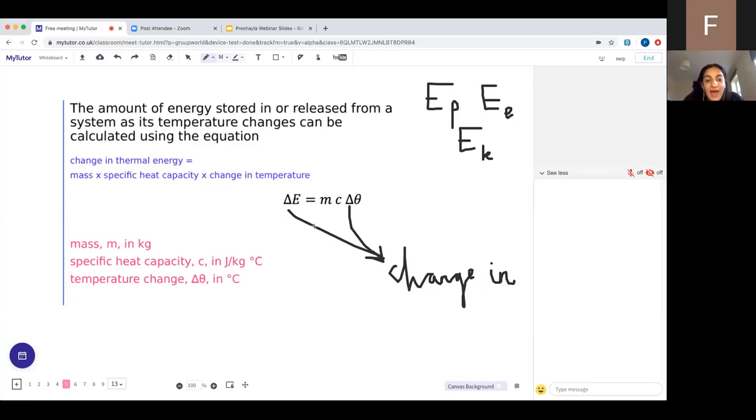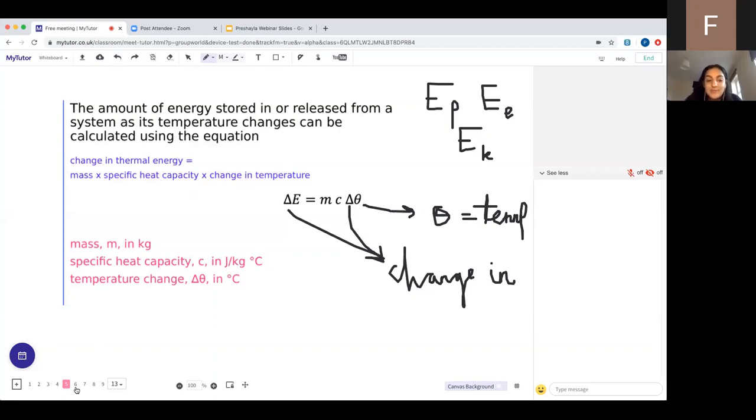And then we have the temperature change, which is delta theta. So 2 Greek letters there. Delta is obviously the change in. Theta stands for temperature. Okay, so theta is this weird looking letter here, theta, and that stands for temperature. So the whole thing, delta theta, is the change in temperature. So we have the equation, change in thermal energy equals mass times specific heat capacity times change in temperature.